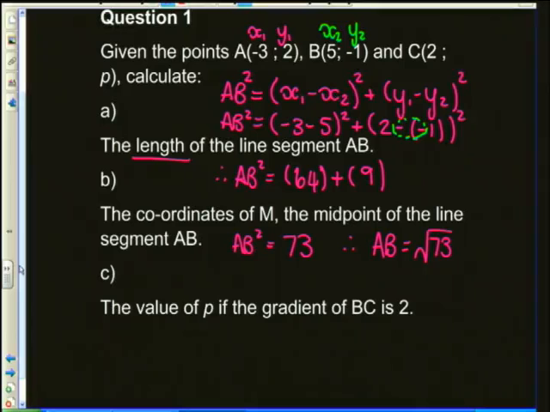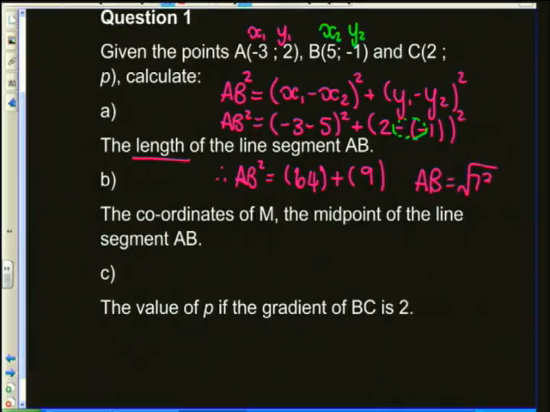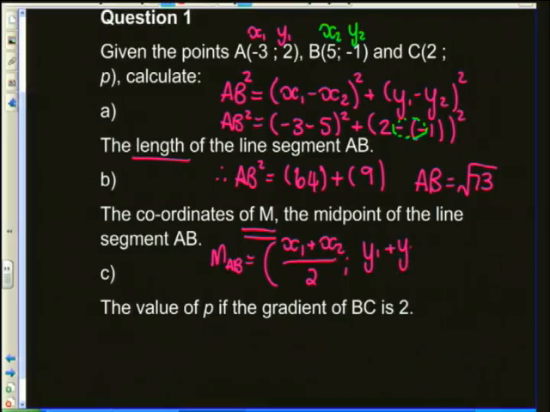Now it says that we're looking for the coordinates of M, which is the midpoint of the line AB. Okay, so let's quickly just give ourselves a little bit of space here. I'm going to take that away from there. And let's just write it over here for now. So we said that AB was the root of 73. Okay. The midpoint, okay, midpoint is obviously the halfway mark, all right? So the formula that we need to know for midpoints is as follows. The midpoint between point A and point B is going to be as follows. x1 plus x2 divided by 2, and y1 plus y2 divided by 2.